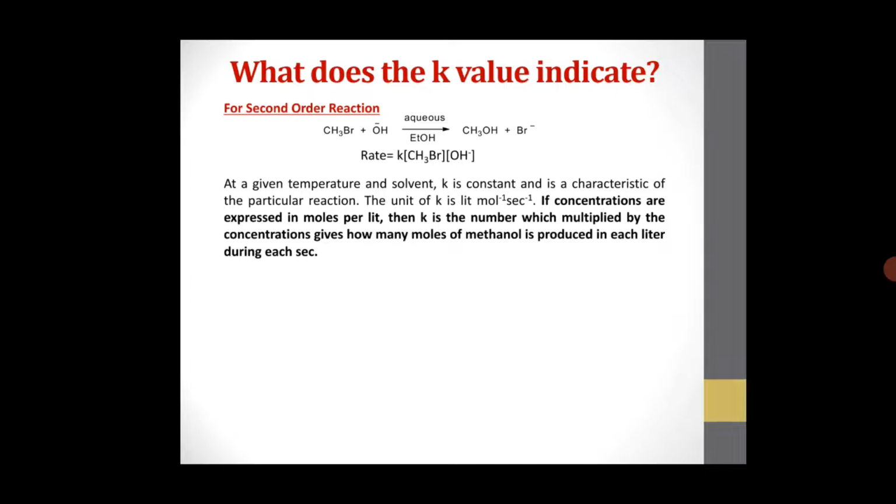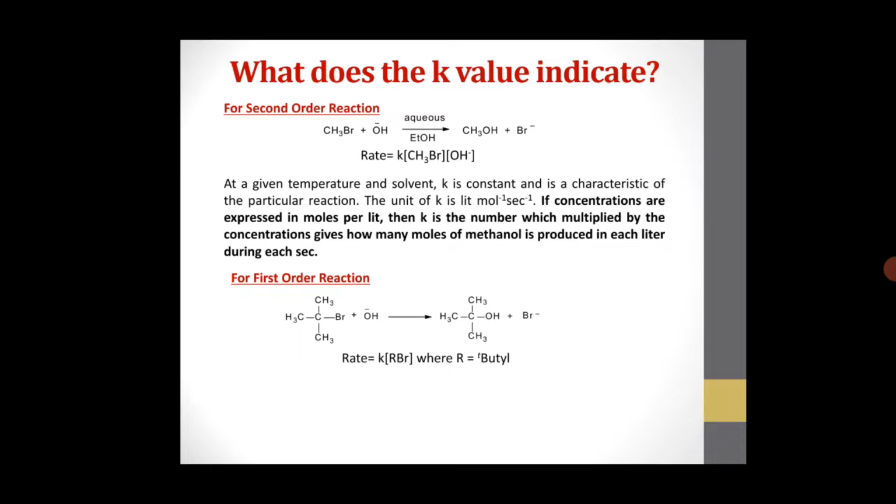So what does the K value indicate? K is just a number which when multiplied with the concentration of methyl bromide and the concentration of OH minus gives how many moles of methanol is produced in each liter during each second.